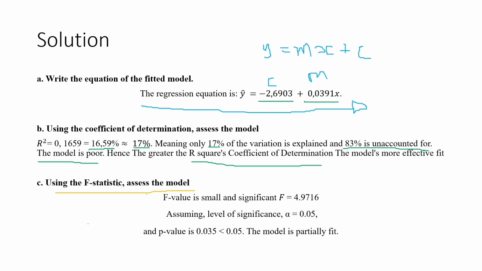And lastly, using the F statistic, assess the model fitness. From our table, we saw that the F value for the regression model was found to be 4.9716. To assess the model significance, we have to compare the F value to the critical value at a given significance level, assuming alpha to be 0.05. On our table, we saw that our p-value is 0.035. The significance level is 0.05. Since our p-value is slightly less than our alpha value, we can say this model is partially fit.